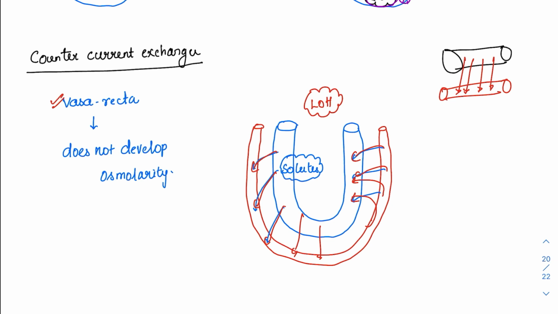It is not doing anything. It is not creating anything. It is just exchanging the osmolarity from one arm to the other arm. That's why they say it does not develop any osmolarity. It just maintains it or exchanges it. So this is all about our countercurrent mechanism.